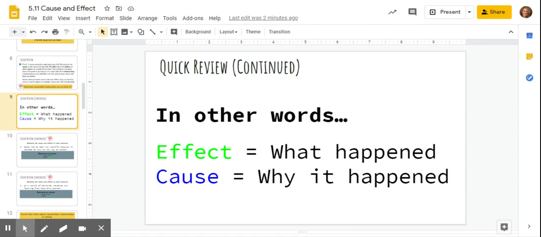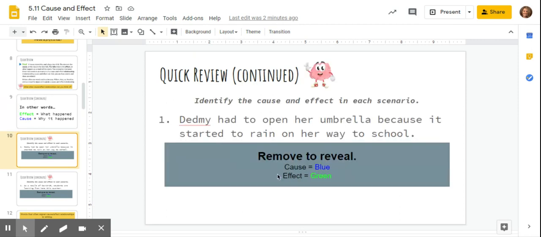So always ask yourself what happened and why. Those words and phrases will be key to help you figure out cause and effect relationships. So let's practice now. It says, identify the cause and effect in each scenario. Number 1, Demi had to open her umbrella because it started to rain on her way to school. I want you to think, what was the cause? What was the effect? In other words, what happened and why?